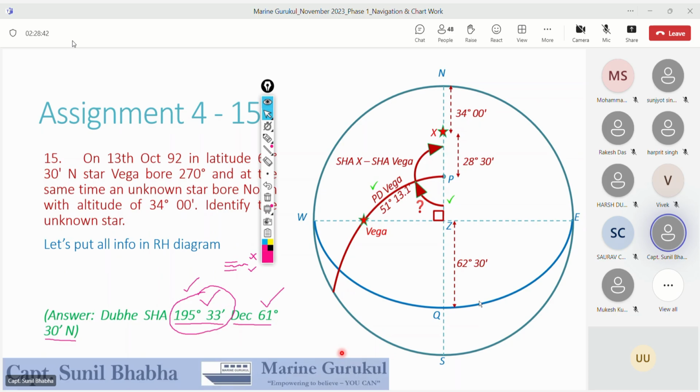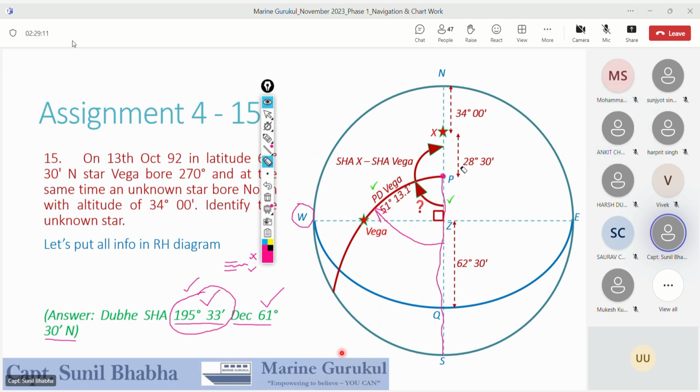LHA is measured westerly from where to where sir? Okay. LHA is the angle at the pole contained between celestial meridian of the observer, in this diagram it is PZQS, to the celestial meridian of the body measured westwards. ये है westerly direction बेटा. Looking from north pole, it is clockwise. ठीक है सर, थैंक यू सर.